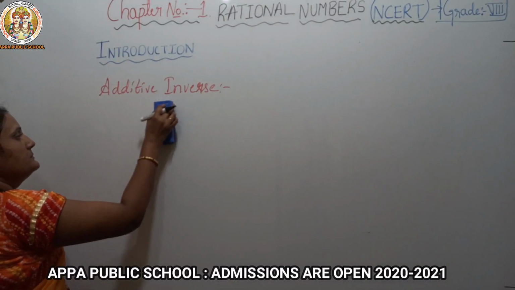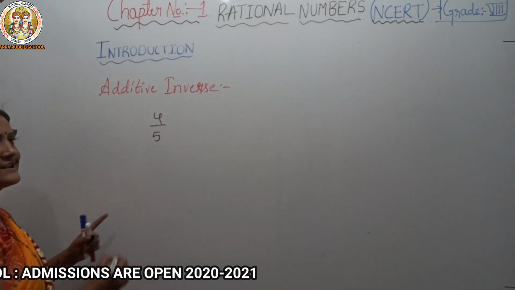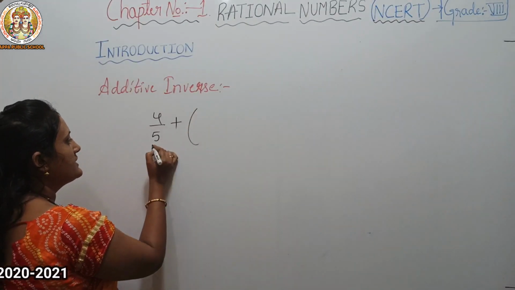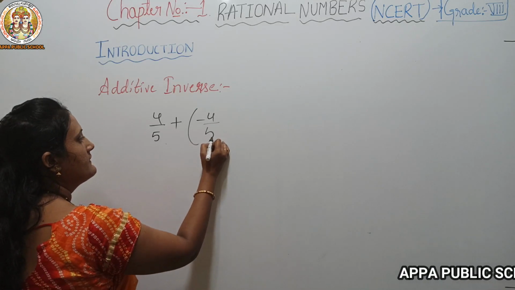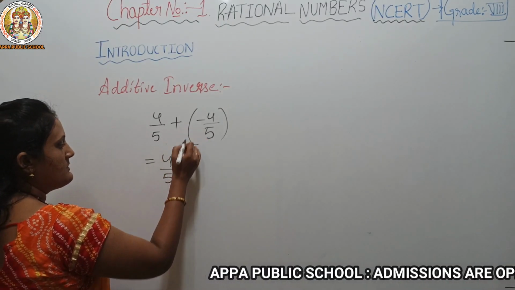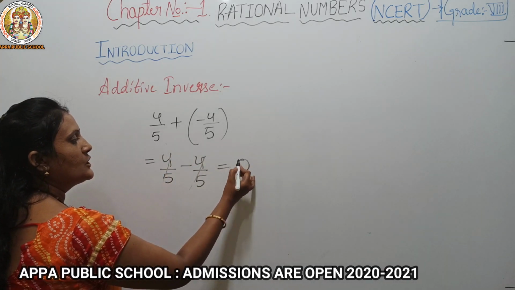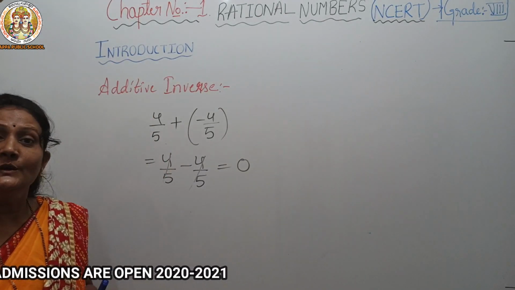Let me take an example. 4 by 5 is a rational number. We are adding the negative of this. So what will be the negative? Minus 4 by 5. Then plus 4 by 5. Plus into minus is minus. So 4 by 5, 4 by 5, so the answer is 0. The sum should be 0. Then only we can say this is the additive inverse.